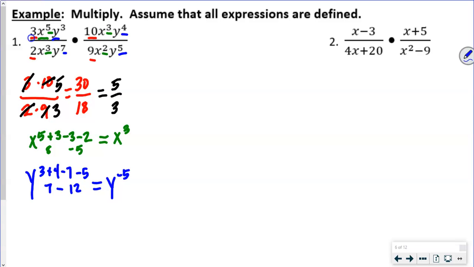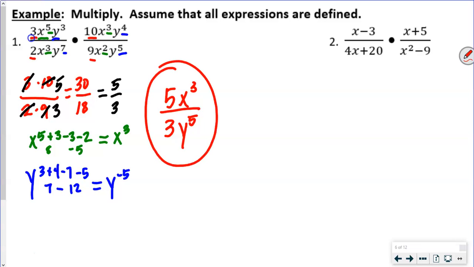So now we're going to put all this together. So we get 5 x to the third, that goes on top, right? Then over 3, and this y to the negative 5 goes to the denominator because it's negative, okay? And this says assume all expressions are defined, so we don't have to worry about the x equals 0, right? Okay, so that's what this simplifies to be when we're multiplying, okay?